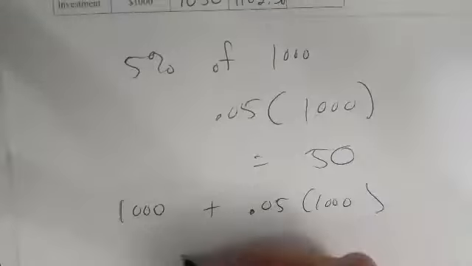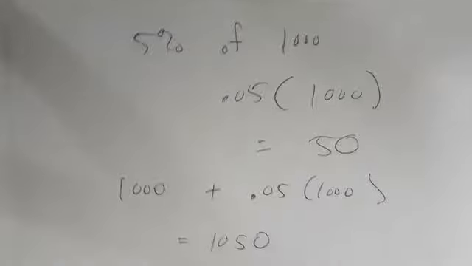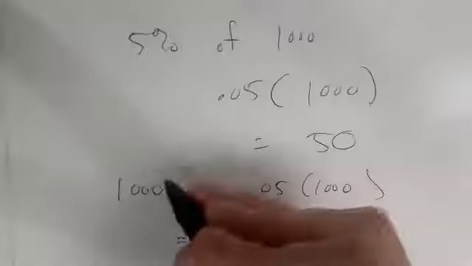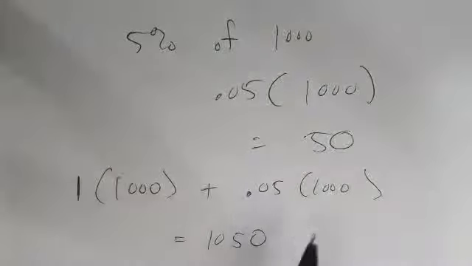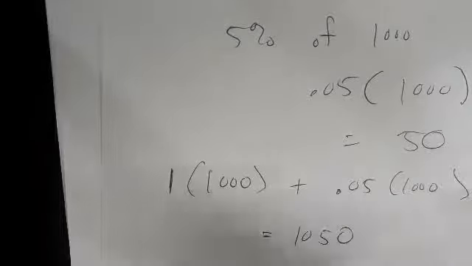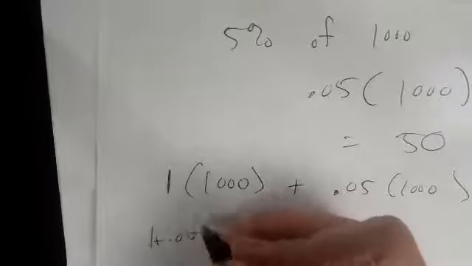So this is going to give me 10.50 when I add these things together. What I want to look at is this step right here. I have one of the thousands and I'm adding 5% to it. So there is another way I can sort of think about this. This is like 1 plus 0.05.